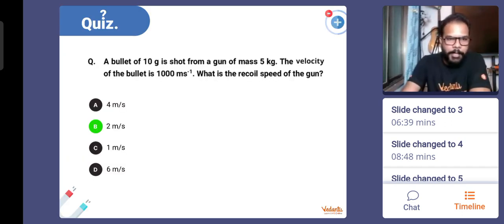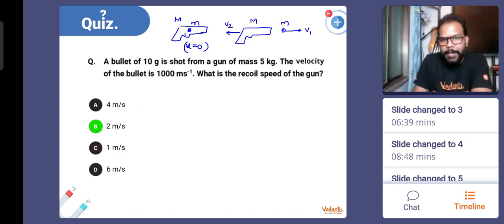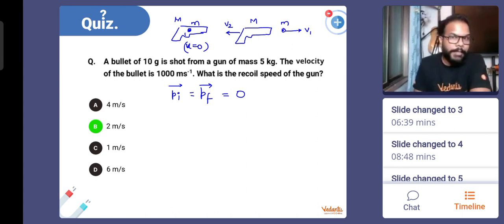So it's a very easy question, everybody. We know that initially the gun along with the bullet is stationary, right? So initially the bullet is here, and capital M mass and small m mass, they both have 0 velocity. After that, your bullet starts to move with a velocity v1, then definitely your gun will be recoiling with a velocity v2 having a mass capital M. So the initial momentum should be equal to the final momentum, and in this case the value is 0, because initially the momentum was 0.